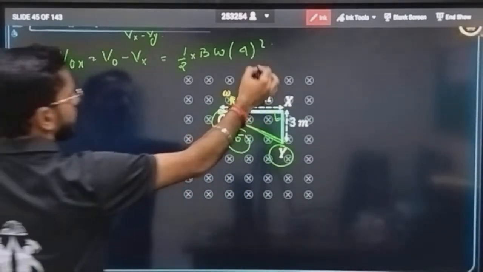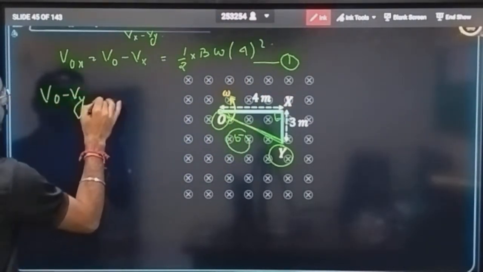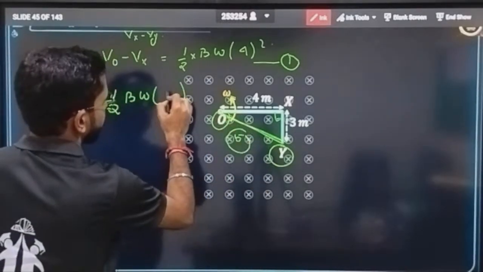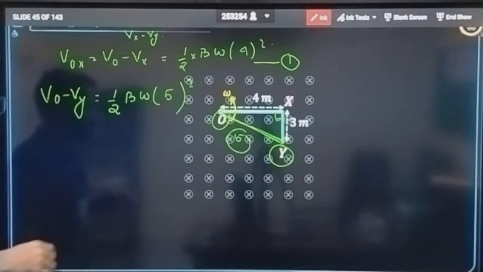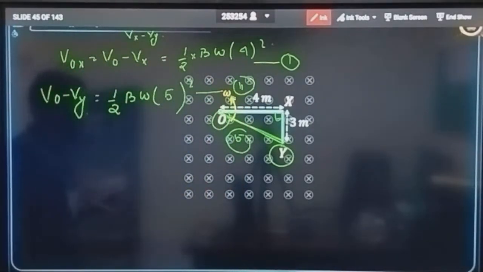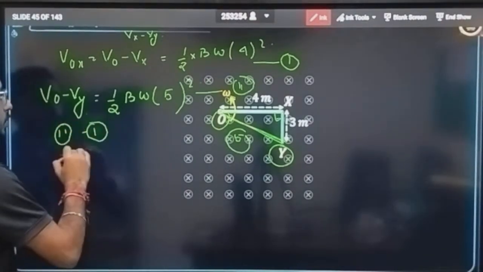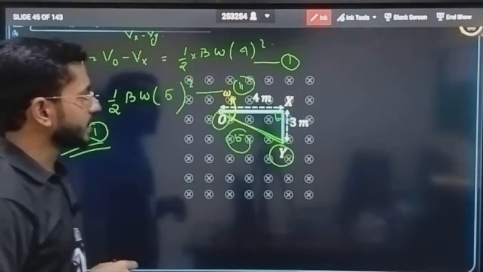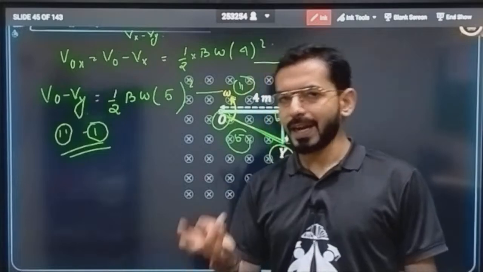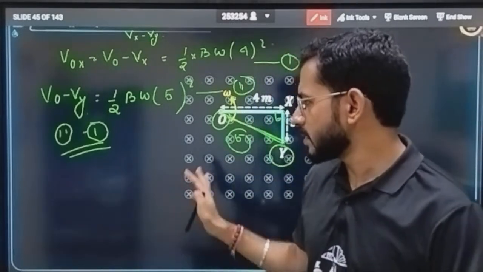Let's assume this as equation 1. Now write equation 2, VO minus Vy. VO minus Vy equals half B omega L square. Effective length is 5, that means you will be doing 5 square. That is your equation 2. Now simply subtract both these equations for finding this result. Do equation 2 minus equation 1, and you will be getting your desired result, that is Vx minus Vy. Or do equation 1 minus equation 2, then add a minus sign also, because you want to calculate Vx minus Vy, ultimately your result will be simply coming.